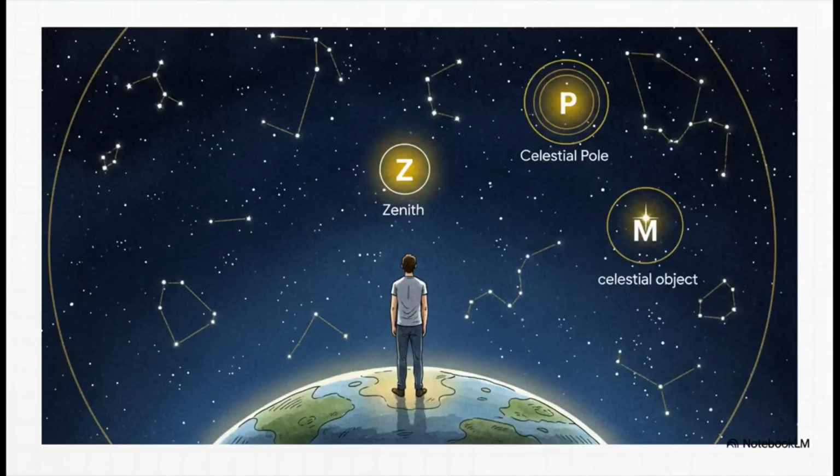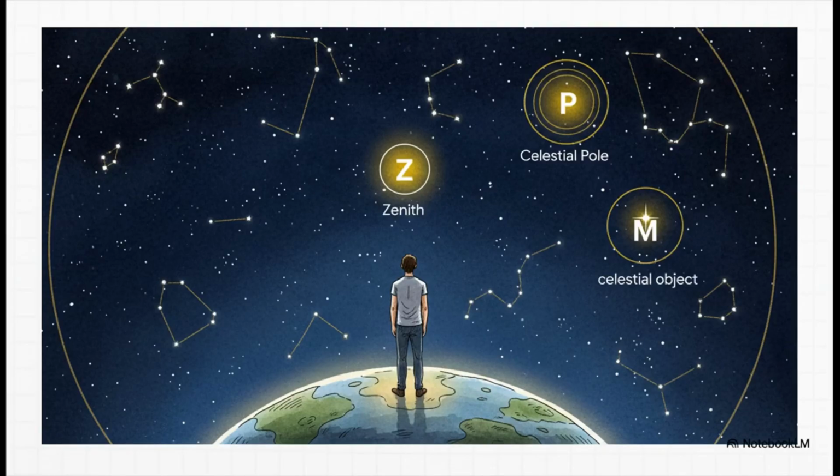All right, I want you to visualize this. Picture yourself standing in a vast, dark field. The sky is a perfect dome above you. That's our celestial sphere. Now we need 3 critical points. The first is easy, your zenith, which we'll label Z. That's the point directly over your head.